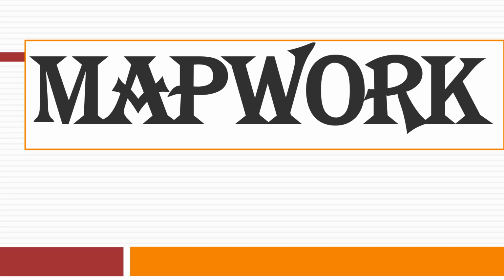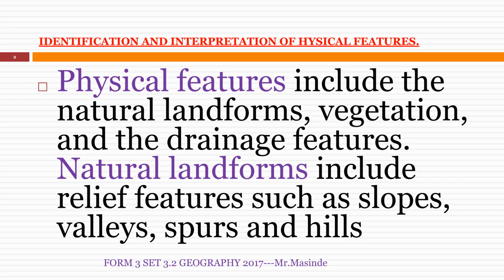Welcome to this video on Mapwork. We will be exploring the identification and interpretation of physical features. Physical features include natural landforms, vegetation, and drainage. Natural landforms consist of relief features like slopes, valleys, spurs, and hills.